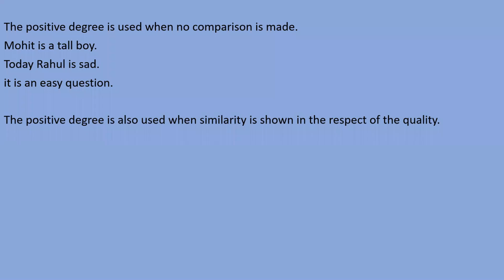The positive degree is also used when similarity is shown in the respect of the quality. So whenever we show the similarity in the respect of the quality, that time also we should use positive degree. Like if I say, suppose that Ram is 6 feet tall. Ram is a person, a boy, and he is 6 feet tall. And Sham is also 6 feet tall. So if you want to show the similarity between Ram and Sham, there also we can use positive degree.